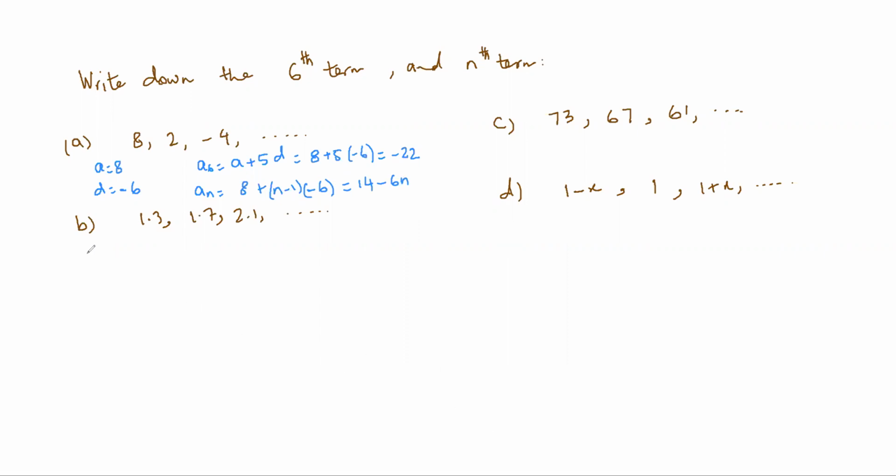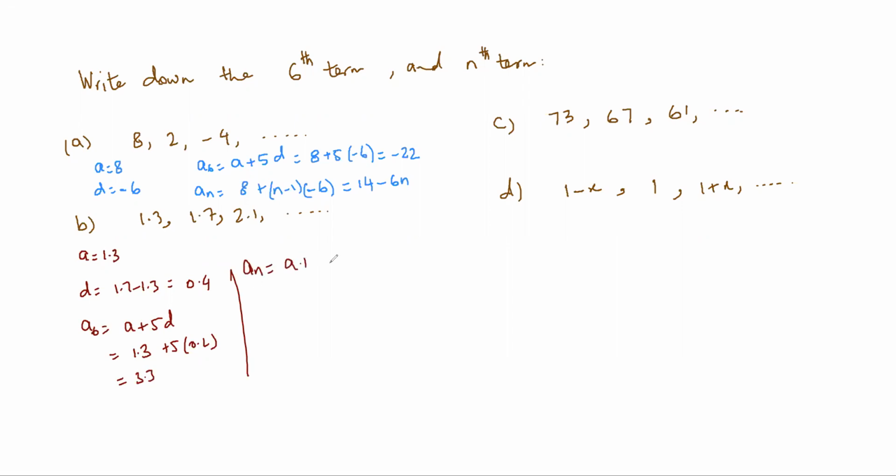Now, here you must note down that your A is 1.3, your D is 1.7 minus 1.3. So that is 0.4. So your sixth term would be A plus 5D. So that is 1.3 plus 5 into 0.4. So that is 3.3. And now the nth term, that is A plus n minus 1 times D.